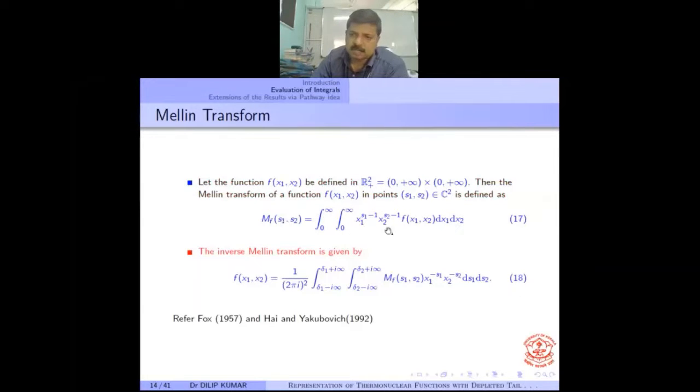Once you take the Mellin transform, we will get the transformed equation, and to retrieve the original function we have to take the inverse Mellin transform. That is the technique. The inverse Mellin transform in the double variable case is this one in equation 18. For reference, you can go through the papers of Fox 1957 or Haubold and Yakubovich on double Mellin-Barnes. You can refer to this book.